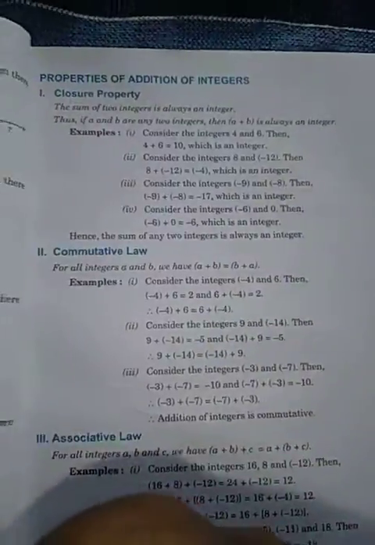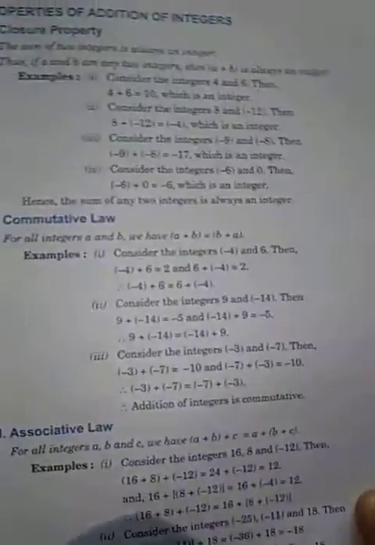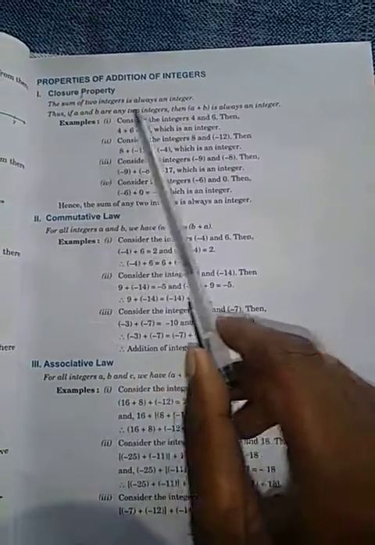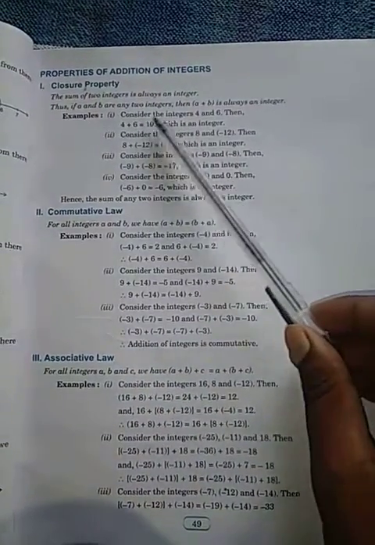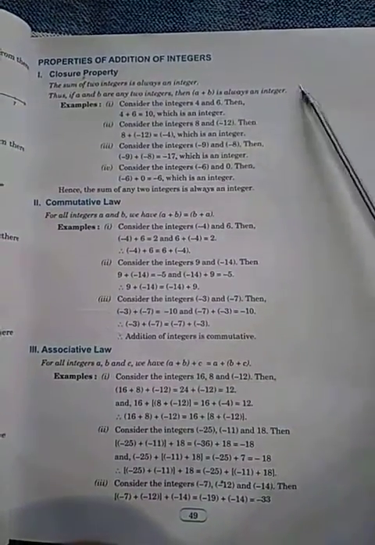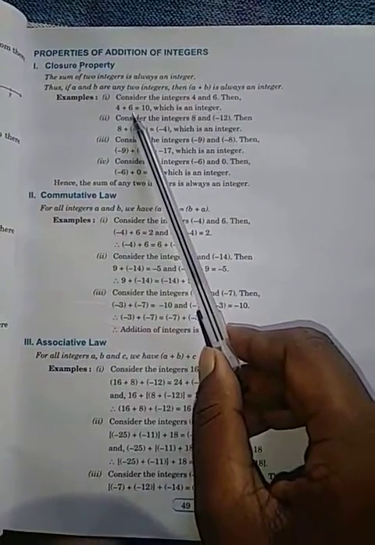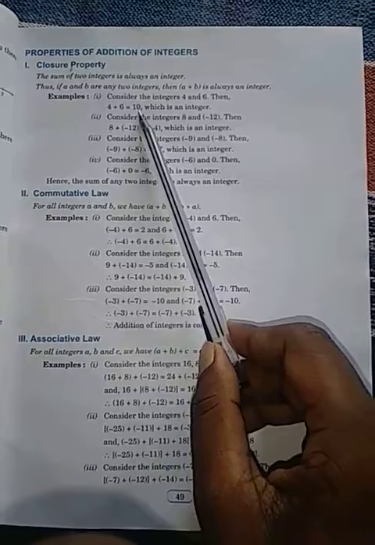Now, properties of integers. Closure property. The sum of two integers is always an integer. If a and b are any two integers, then a plus b is also an integer. For example, 4 plus 6 is equal to 10. 4 is an integer, 6 is an integer, and their sum 10 is also an integer.